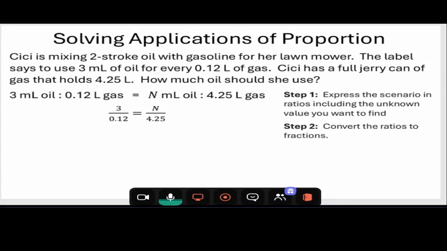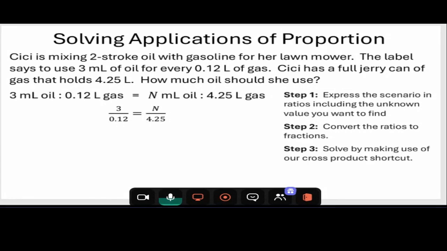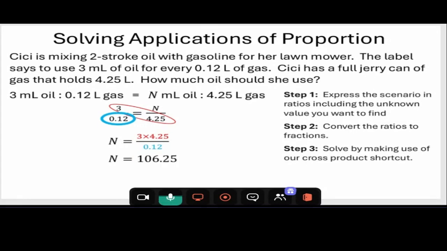And now we're going to solve using our cross product trick. The pair that does not have any variables is there in red this time. And so we know that, and there's the other number, 0.12. We know that n will be equal to the cross product multiplied and then divide by the other number, like so. And we get 106.25.